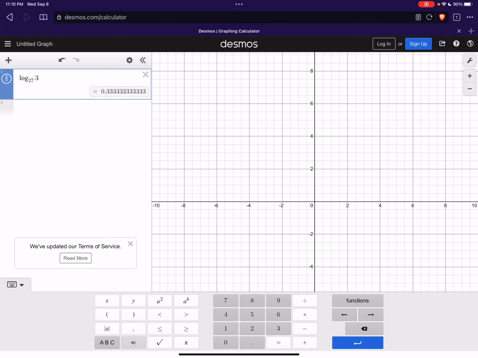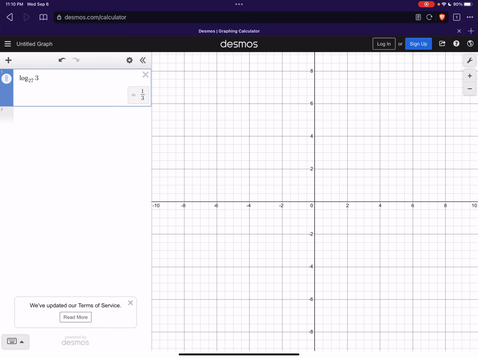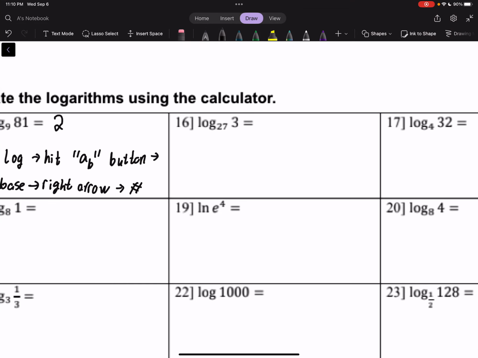Want to point something out real quick? I do not want the answer 0.333333 continuing. I want a fraction, 1/3. So let's go on and type in the answer. There's our answer, 1/3. I'm going to show you the other way to do it now.